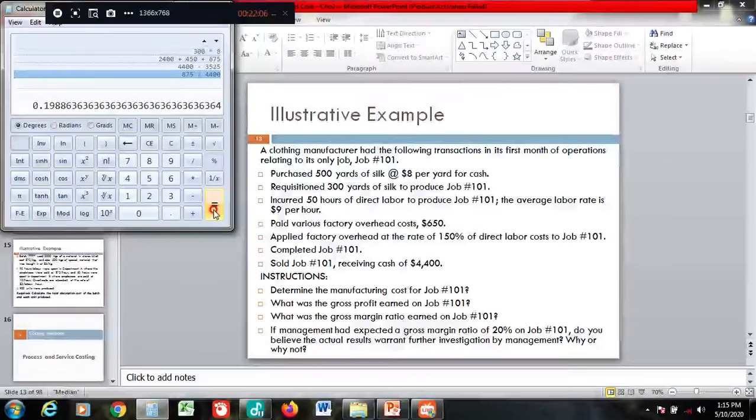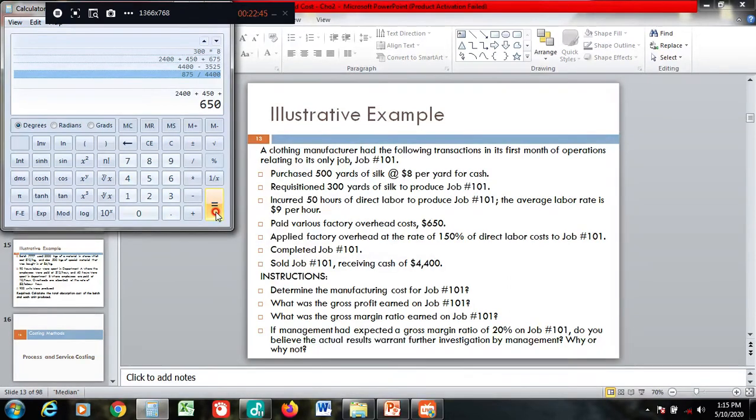So if management had expected a gross margin ratio of 20% on job 101, do you believe the actual result warrants further investigation by management? Why or why not? The overhead cost was applied, so overhead was over applied because the actual use is less.